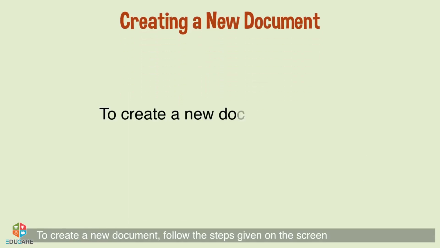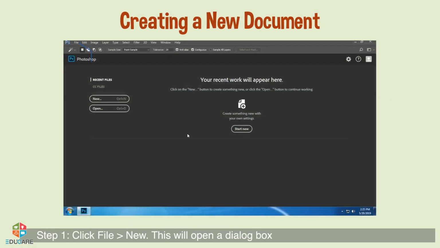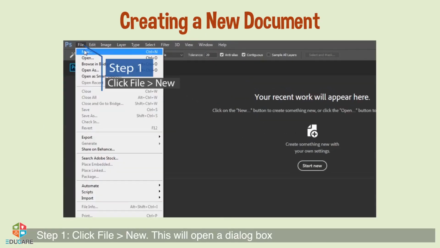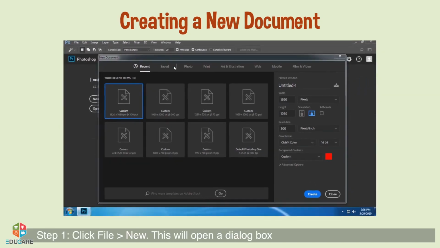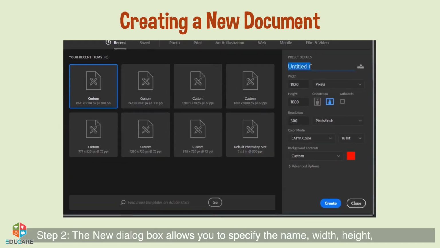Creating a new document. To create a new document, follow the steps given on the screen. Step 1. Click File, New. This will open a dialog box. Step 2. The new dialog box allows you to specify the name, width, height, resolution, and color mode of your new image. Document name. In the name text box, type the name for your document.